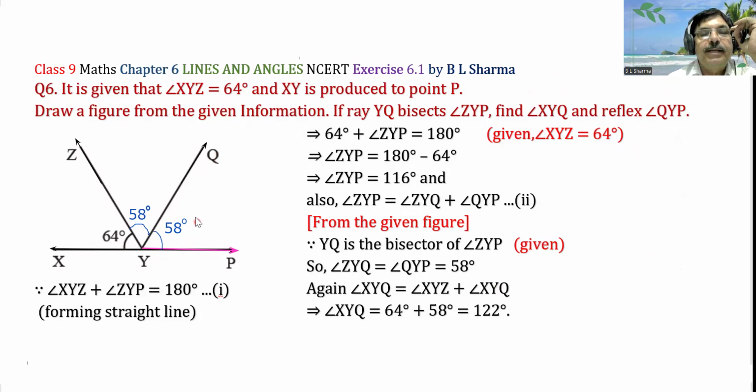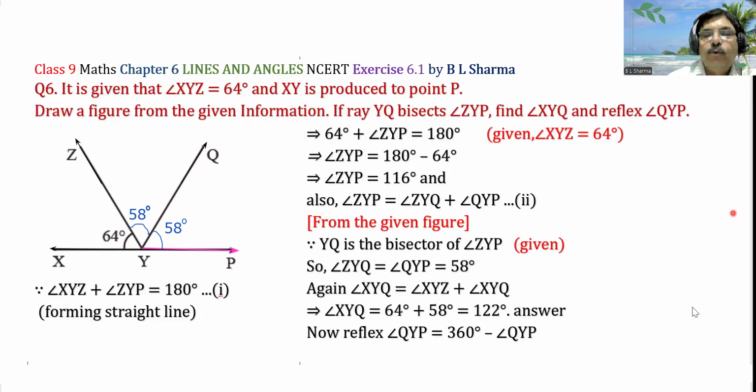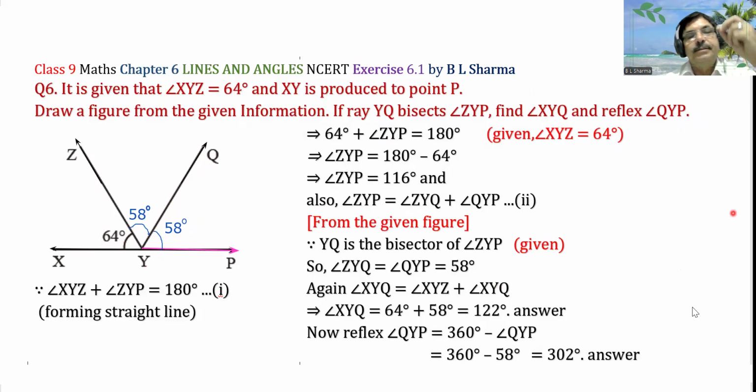QYP is 58 degree. Reflex के लिए इस 58 को subtract from 360 degree. So reflex of angle QYP is equal to 360 minus angle QYP. Here QYP is 58 degrees. So 360 minus 58, that is 302 degree, and that's all for this question. The reflex of angle QYP will be 302 degree.